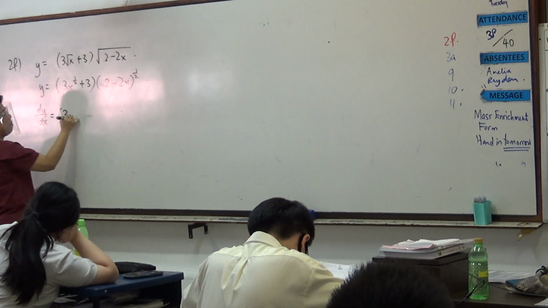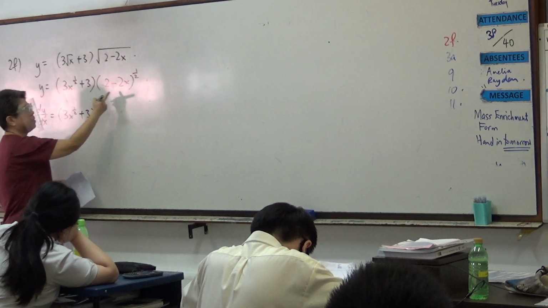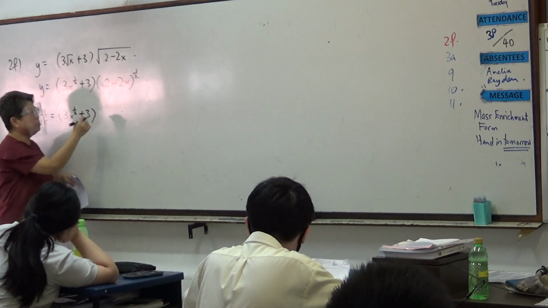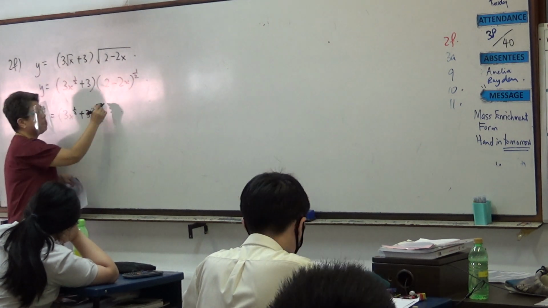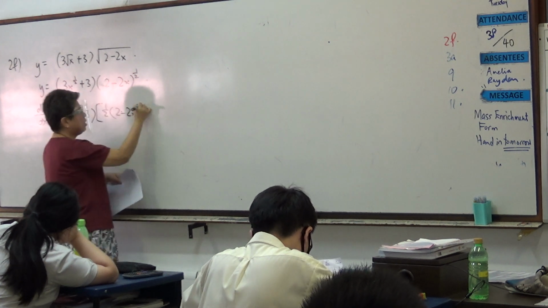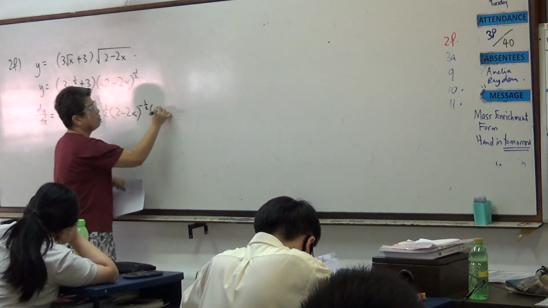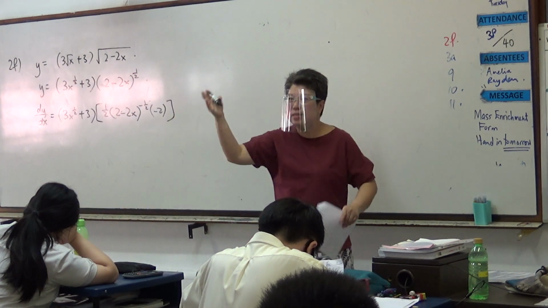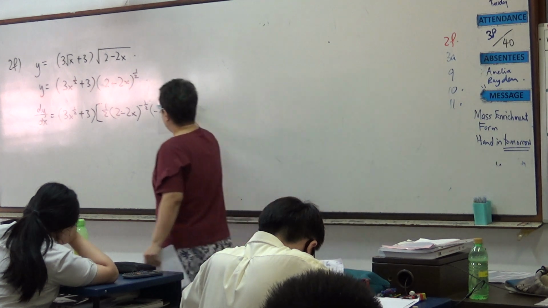I fix this one, I differentiate this one, right? Correct, class? Okay, differentiate becomes what? Half times (2 minus 2x) to the negative half, times negative 2, right? Because I must also differentiate the inside. Correct? Then I plus this one.